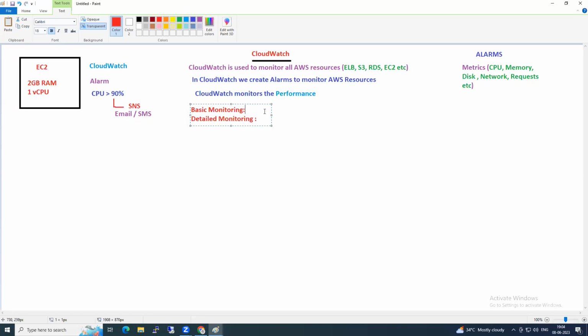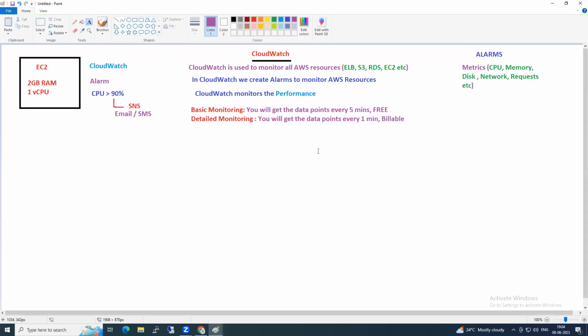So there are two types of monitoring. What are those? Everyone write it. Basic monitoring and detailed monitoring. So what is this basic monitoring? Basic monitoring meaning you will get the data points every 5 minutes, which is free. Whereas here you will get the data points every 1 minute, which is billable. Guys, pakka certification question. So there are two types of monitoring: basic monitoring and detailed monitoring.